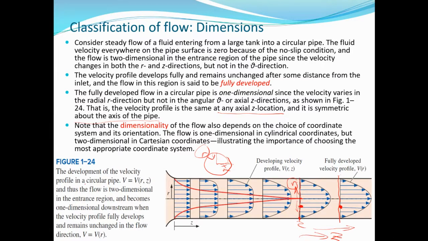So here, the development of the flow: you can see at the beginning, V is equal to V(r, z). It depends on the radius and z. Then when it becomes fully developed, V becomes a function of r alone. Okay? So the z dependence disappears because the velocity doesn't depend on z anymore.